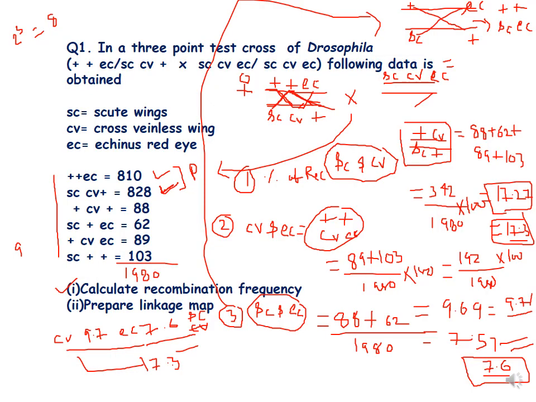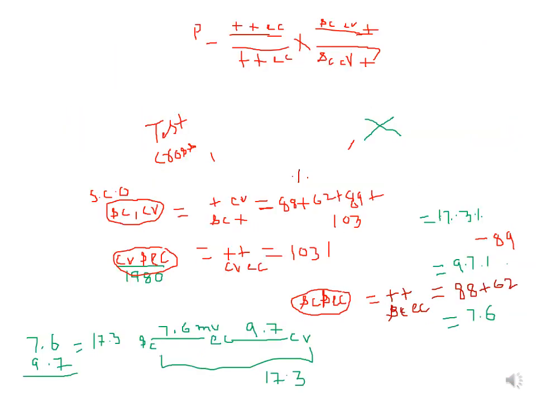This numerical we have already done in class, and you can see from the data itself that this is a linkage problem, and in this only the non-crossover and recombinants are there. These recombinants represent only single crossovers, no double crossover progeny are there. So from the data itself you come to know that this is a numerical problem where only SCO, or single crossover, progeny are there. The question says to calculate recombination frequency and prepare a linkage map. You can very well carry out this problem on your own. This is how we did it in class, so you can just refer to your notes.